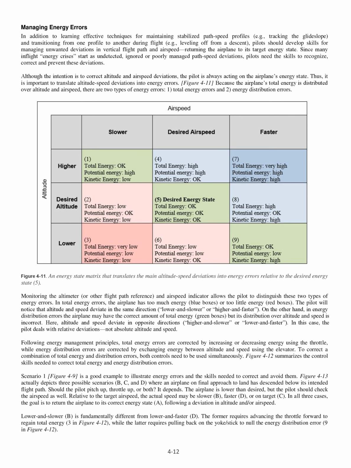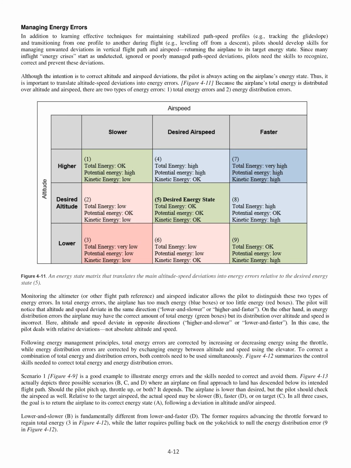Following energy management principles, total energy errors are corrected by increasing or decreasing energy using the throttle, while energy distribution errors are corrected by exchanging energy between altitude and speed using the elevator. To correct a combination of total energy and distribution errors, both controls need to be used simultaneously. Figure 4.12 summarizes the control skills needed to correct total energy and energy distribution errors. Scenario 1 is a good example to illustrate energy errors and the skills needed to correct and avoid them.